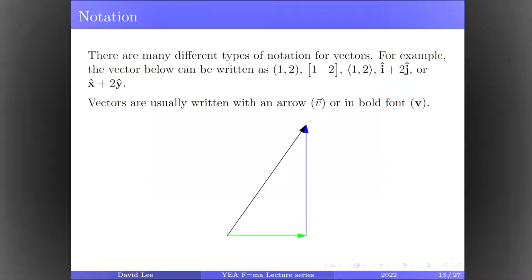And when you're writing down vectors as variables, they're usually written with an arrow if you're handwriting them, or if you're typing them, you can also type them in bold font.